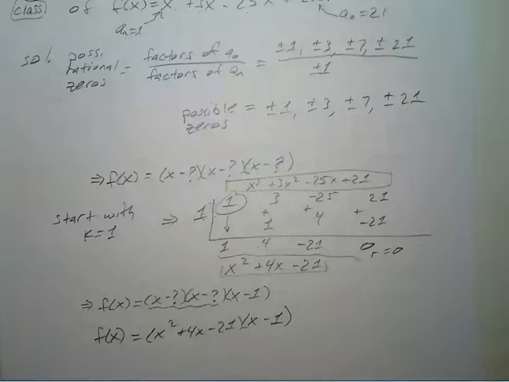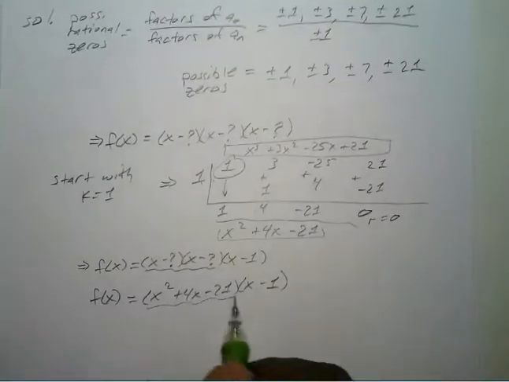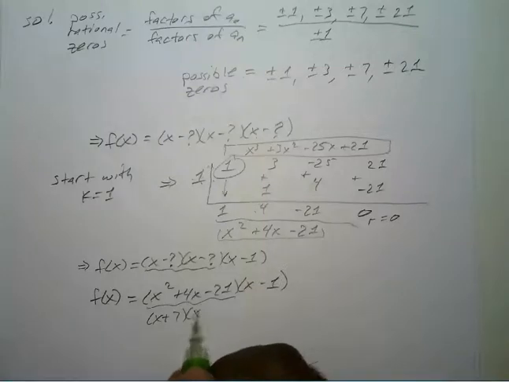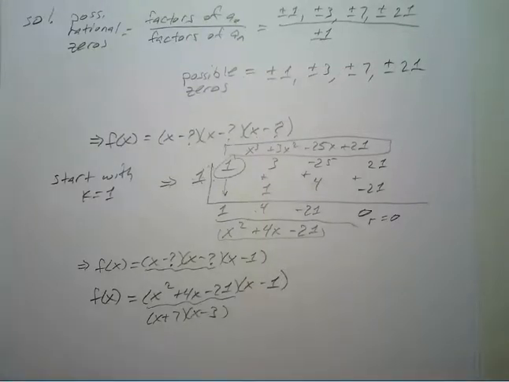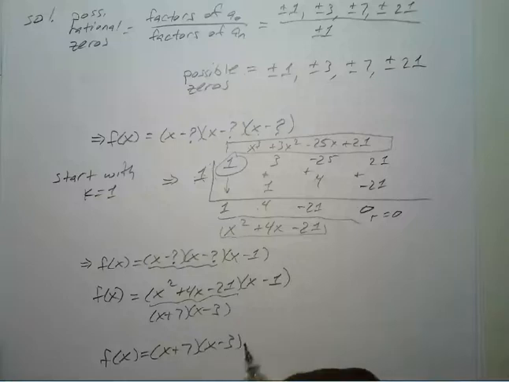Okay. Now the thing is, we can do synthetic division again for this one, or you can just factor it. You only have to do synthetic division enough times to where you can factor it on your own. Okay, so we know that this is x plus 7 times x minus 3. So that means our f of x is equal to x plus 7 times x minus 3 times x minus 1.